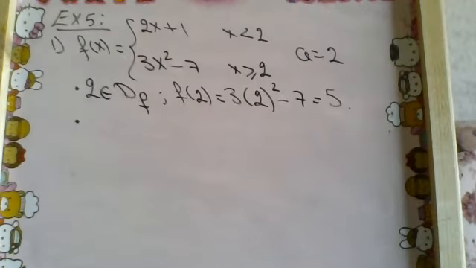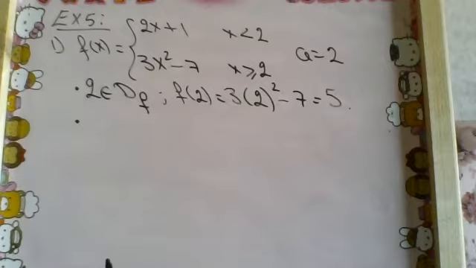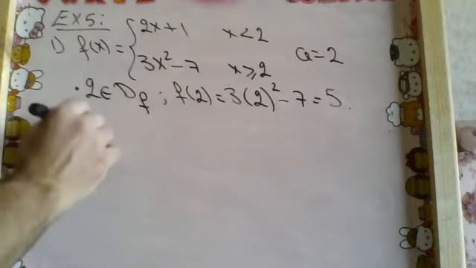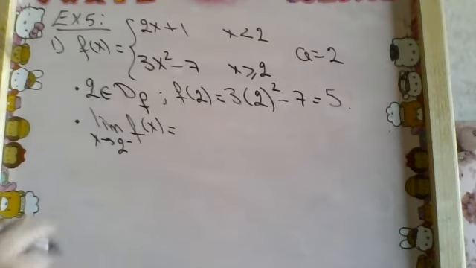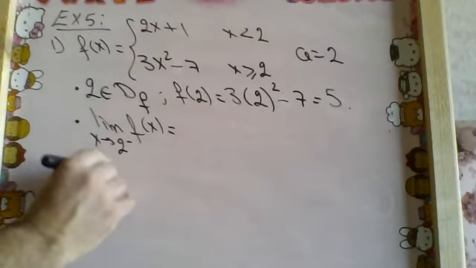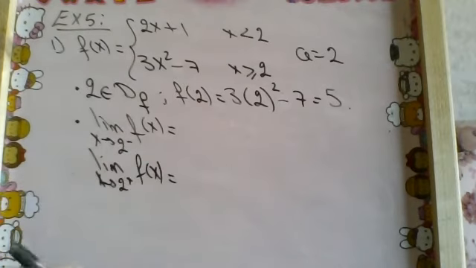The second condition. Yes, Majd. The limit of f of x as x approaches 2. But since here we have a piecewise function, x less than 2, x greater than 2, you have to find the limit from both sides. So limit of f of x as x approaches 2 minus, and as x approaches 2 plus. Right. How to find the limit as x approaches 2 minus?